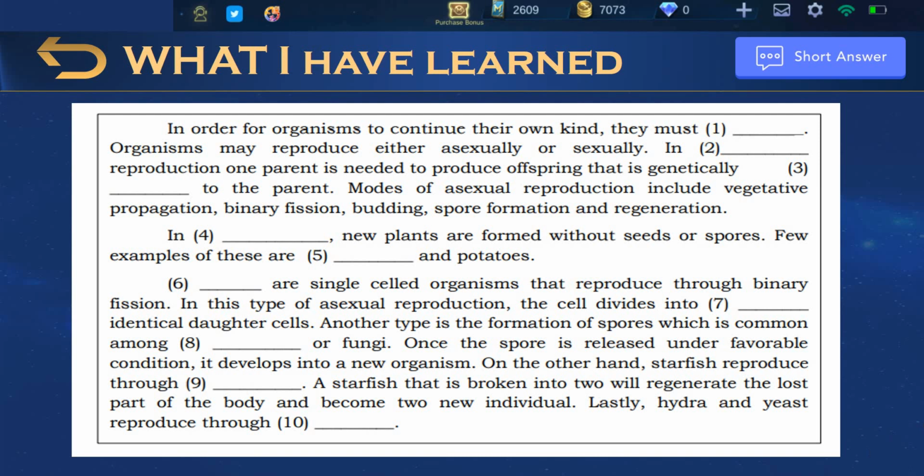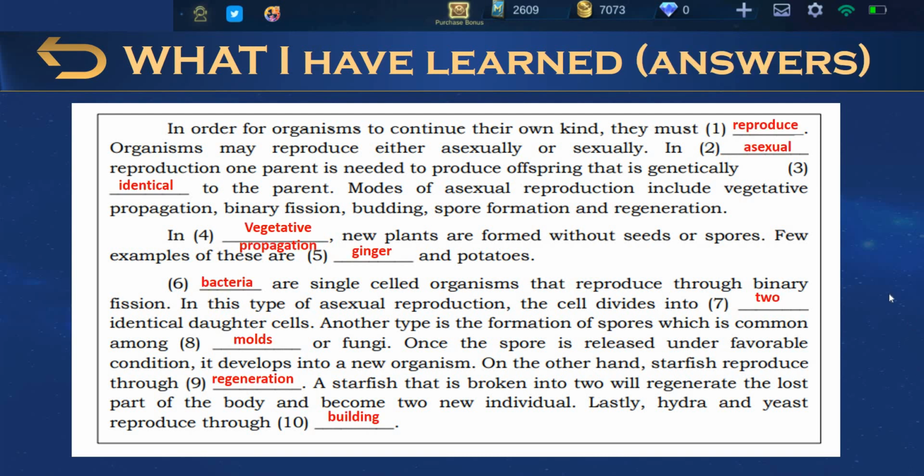Okay, time is up. Let's reveal the answer. For number 1, we have reproduce. Number 2, asexual. Number 3, identical. And number 4, vegetative propagation. 5, ginger. 6, bacteria. 7, two. 8, molds. 9, regeneration. And 10, budding. Okay, so these are our answers.